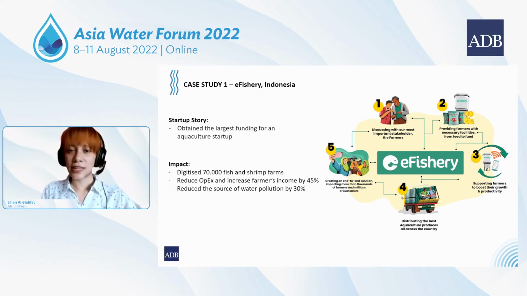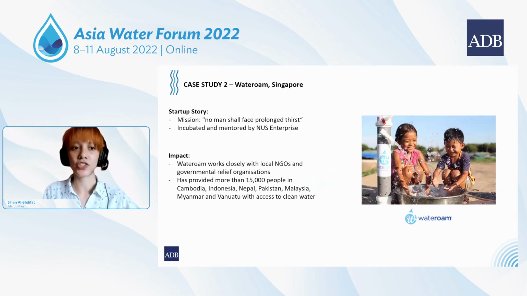And by digitizing fish and shrimp farms, they were able to reduce water pollution by 30% because you are able to control the feeding of fish and shrimp. But more importantly, farmers are being taken care of. So they have reported a 45% increase in the farmers' income because of this technology.